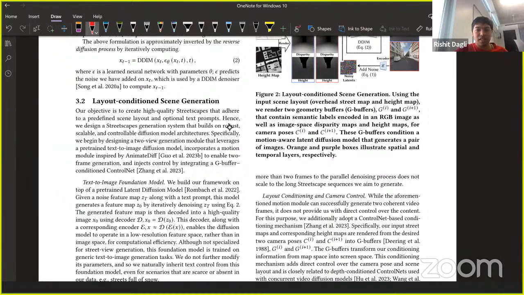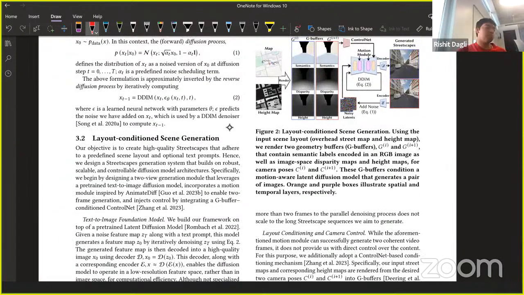So for the first part, which is the layout conditioned scene generation, they have this figure. So let's try to go through this figure.